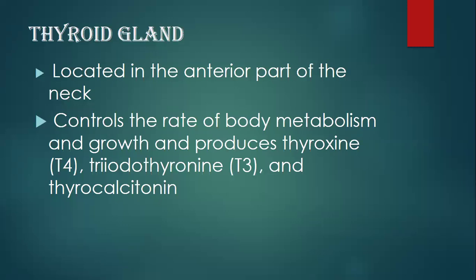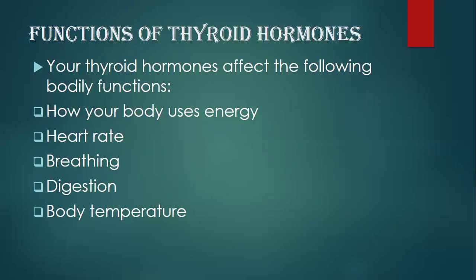So it is the hormones of the thyroid gland that control the rate of body metabolism, and it produces 3 types of hormones. So we have the T3, the T4, and the what? Calcitonin. So take note. Let's discuss the functions of these thyroid hormones one after the other. What do the T3 and T4 do? They affect a lot of body functions. They play a lot of roles in the body, like how our body uses energy. It affects the heart rate.